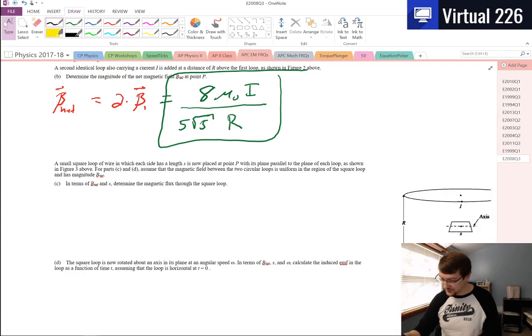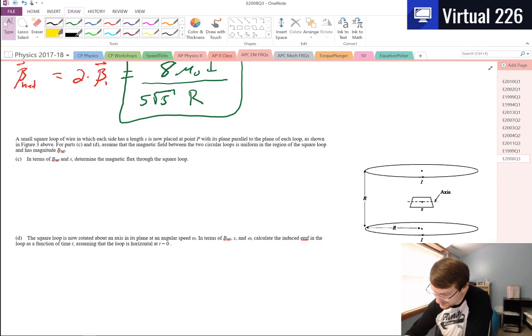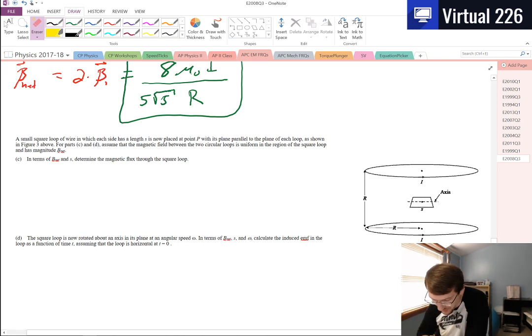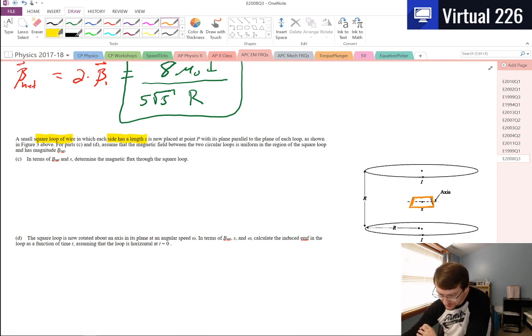And then we continue. Now we've got this diagram down here. We've got a small square loop of wire in which each side has length s. So the big thing is it's a square loop of wire and each side has a length s. Okay? And it's placed at point P with its plane parallel to the plane of each loop. We'd like to determine in terms of B and s the magnetic flux through the square loop.